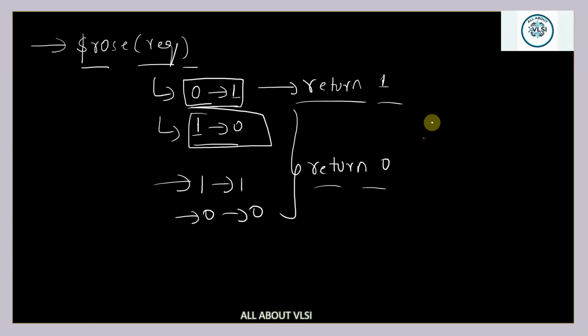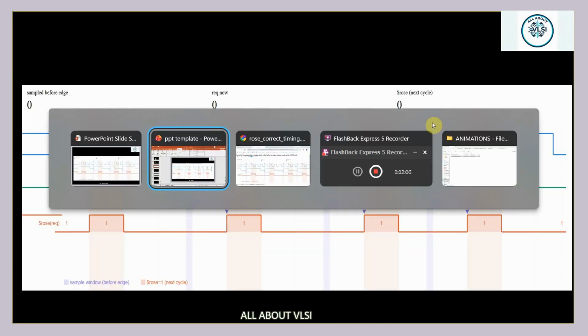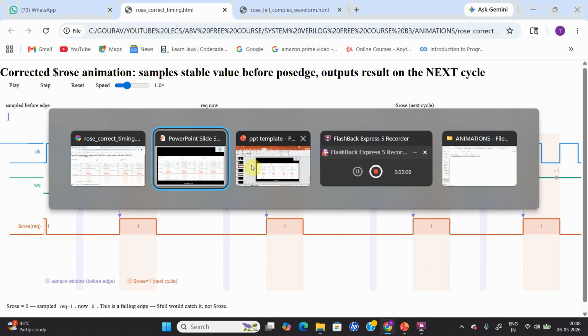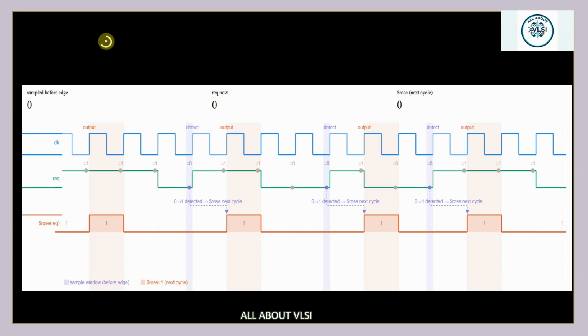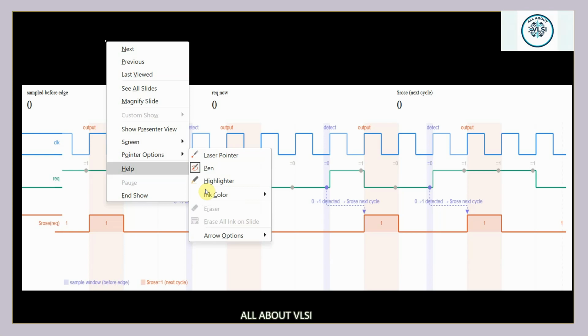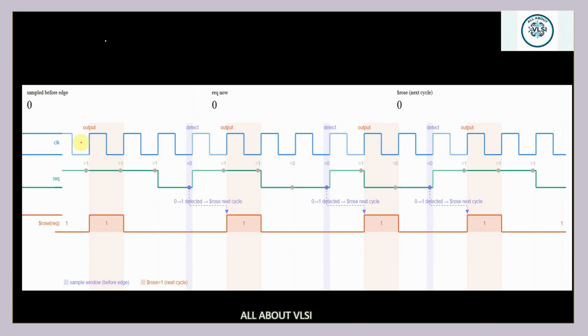Now, how do we analyze this waveform? Let us try to understand the same waveform here. This is my clock, and this is my REQ waveform. At this passage of clock, you can see REQ is equal to 1, and previously, let's assume, it was equal to 0. So there is a transition from 0 to 1. That's the reason the output of this function becomes 1.